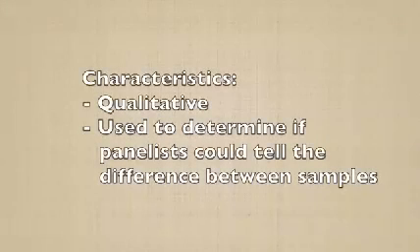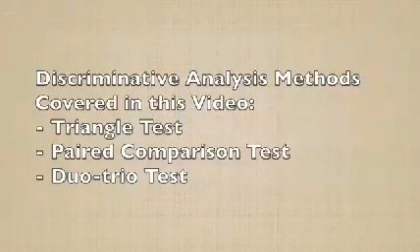Discriminative tests are qualitative, and they are used to determine whether panelists are able to tell the difference between samples. For example, these tests are often used when performing quality control on a new batch of food to ensure that this batch has no sensory differences from the control. In this video, we will demonstrate how to set up the following discriminative sensory analyses, which include triangle test, pair comparison test, and dual trio test.